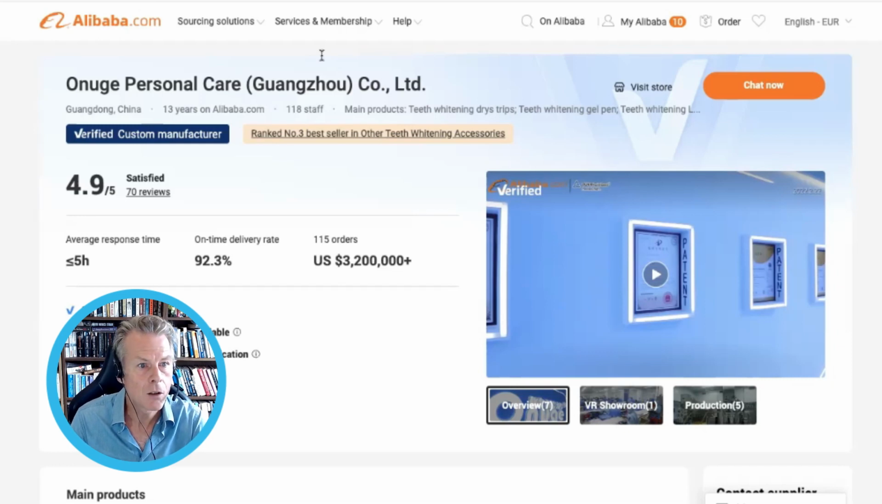So to find out what their minimum order quantity is, all you need to do is, when you send them the initial email or whatever it is you're doing to get in touch with them firstly through Alibaba or whatever, you just ask them if they can send you a full catalog.